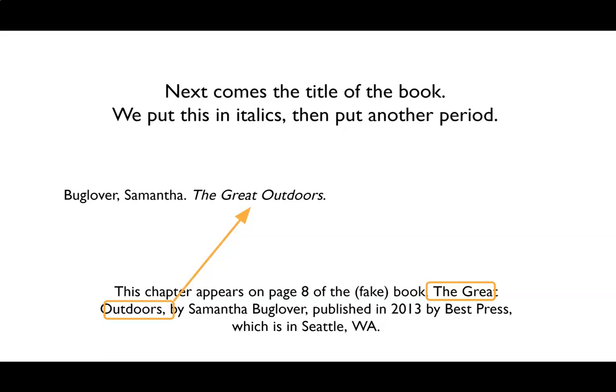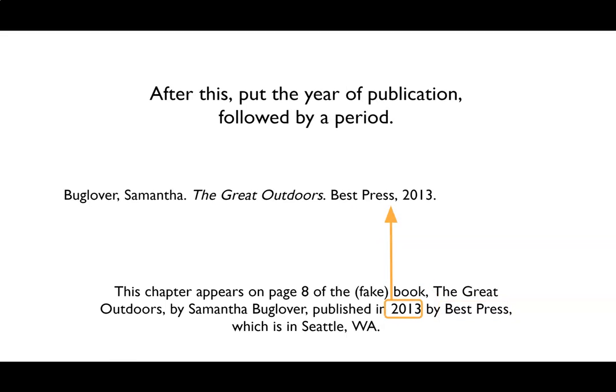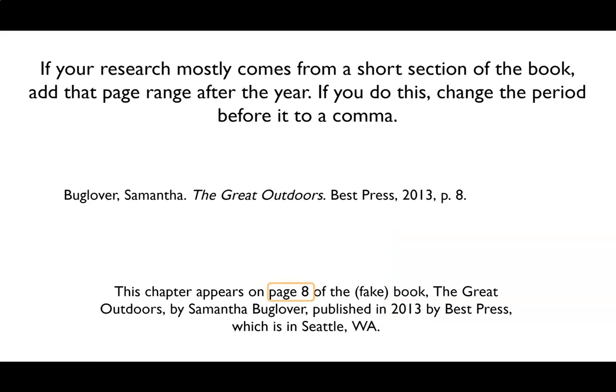Then we have the title, right? That usually comes in italics if it is a book. We'll talk a little bit later about what to do if it's not a book. Then you have the name of the publisher, followed by a comma, and then the year it was published, followed by a period.